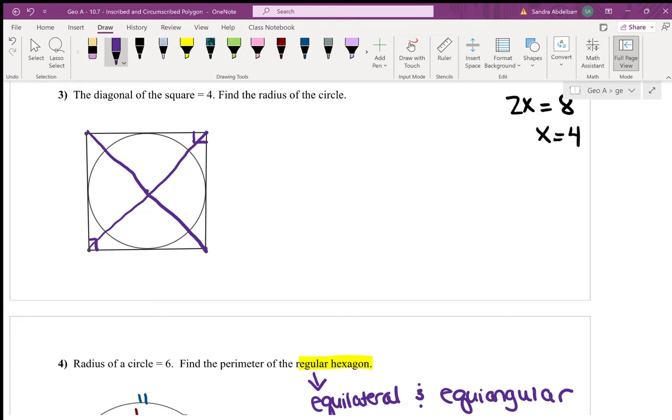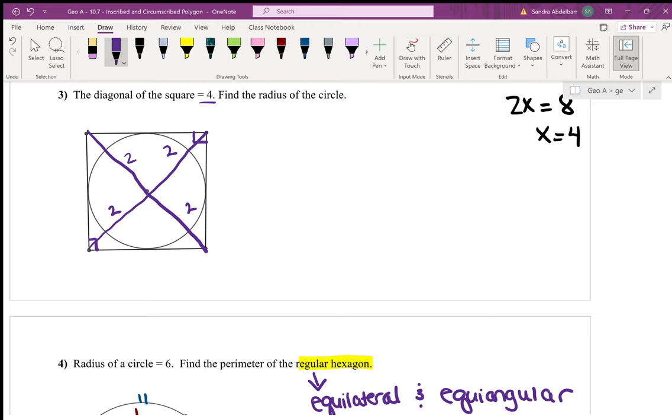And then we can remember, what do the diagonals do to each other? The diagonals, anybody? They bisect each other. So if the diagonal is 4, then each part of them is 2 because the diagonals are congruent in a square.